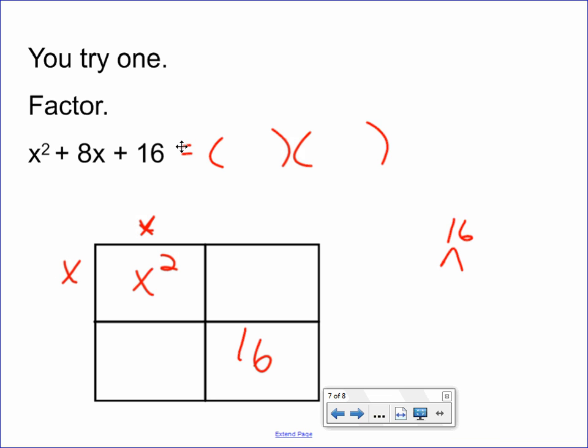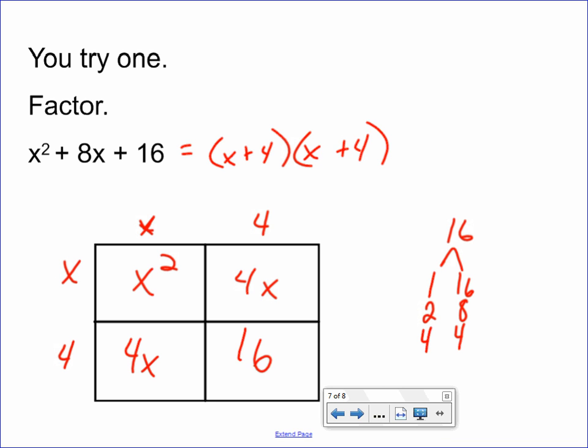So factors of 16. A 1 and a 16. A 2 and an 8. 3, no, 4 and a 4. So 4 plus 4. So it must have been a 4 and a 4. So this would have been a 4x and a 4x. Okay. So my factors are an x plus 4, x plus 4.